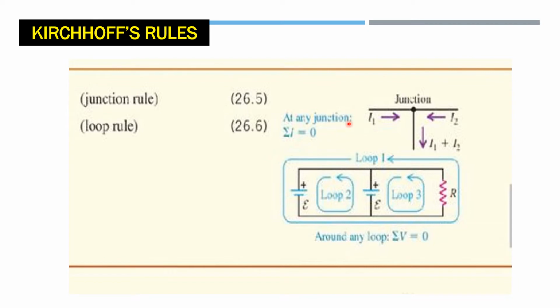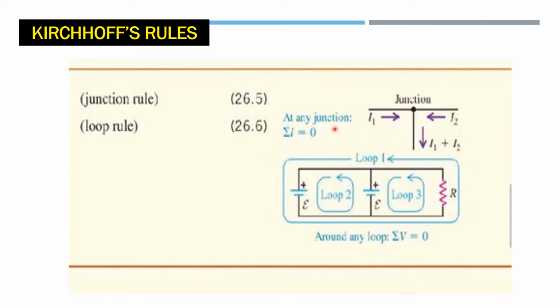This is what we mean by the junction rule. Supposing this is a point in the circuit where a current enters, or from which a current moves away. Supposing there is a current I sub 1 whose direction is into that junction, and there's another current I sub 2 also going into that point.